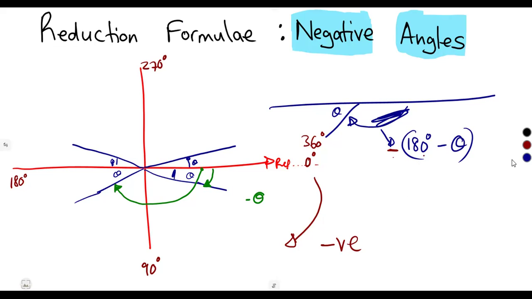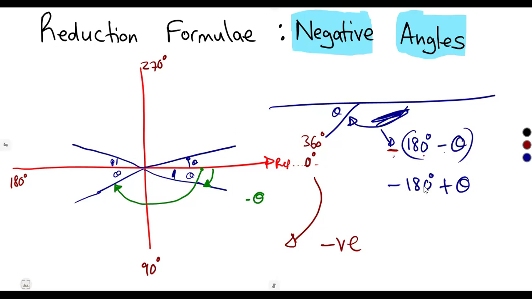Negative times 180, we are going to have negative 180 degrees. Negative times negative, that's a positive theta. This is what you're going to have at the end. So in this quadrant, our angle is referred to as what? Minus 180 degrees plus theta.